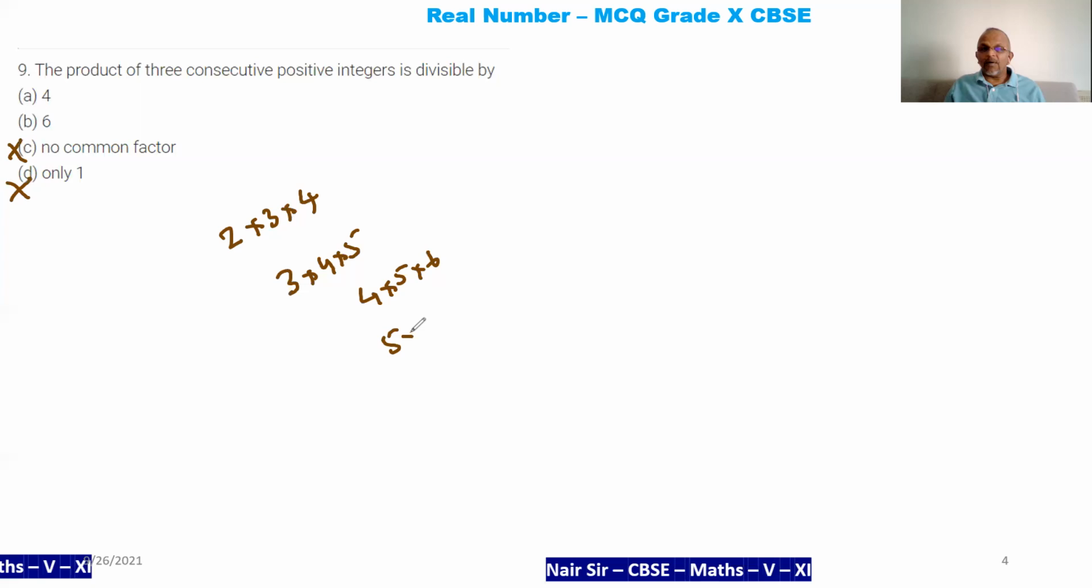But now, when I take this number, 5, 6, and 7, see the way these things are changing. They are all positive. This is divisible by 6. If I take 6, 7, 8, it is divisible by 6. If I take 7, 8, 9, so what is the nearest one? The answer now is B.